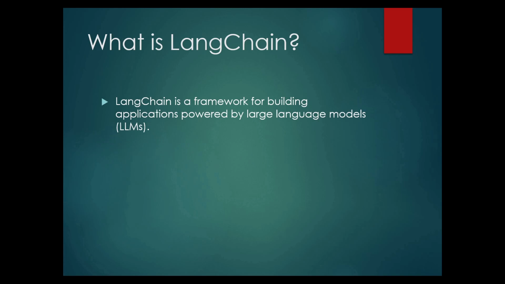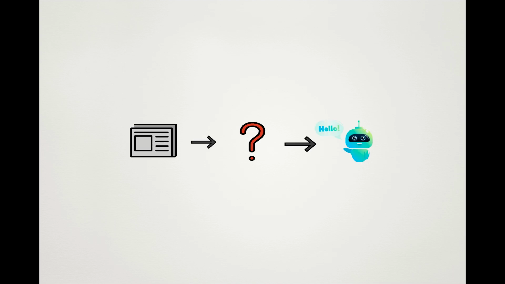Let's start with basics. What is LangChain? LangChain is a framework that helps developers build applications powered by large language models like OpenAI's GPT. But what does that mean? Imagine you want to build a chatbot that can answer questions about your personal documents like PDFs or text files. Normally, LLMs like GPT don't have access to your files, but with LangChain, you can connect the LLM to your data and create a powerful application.